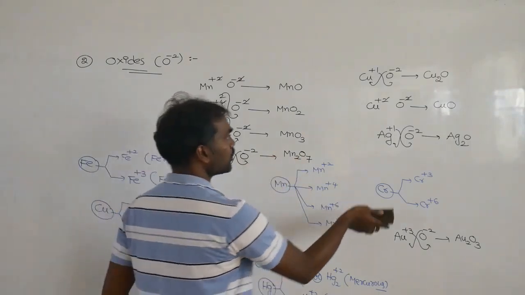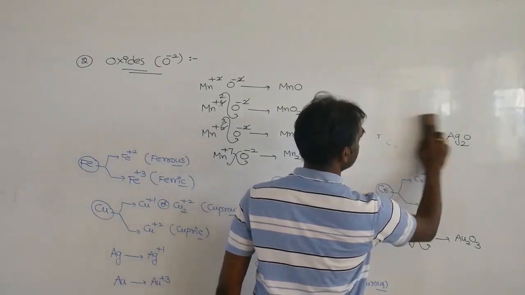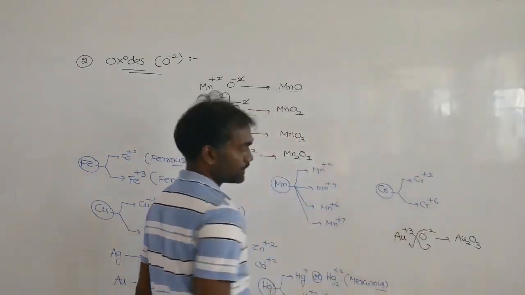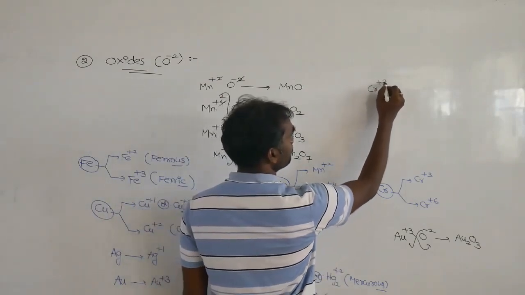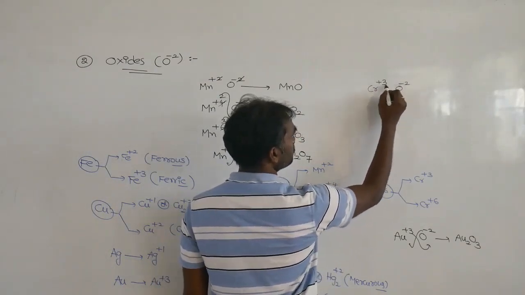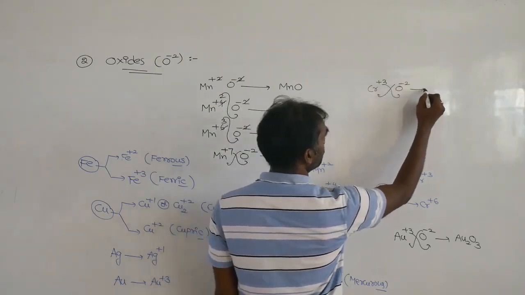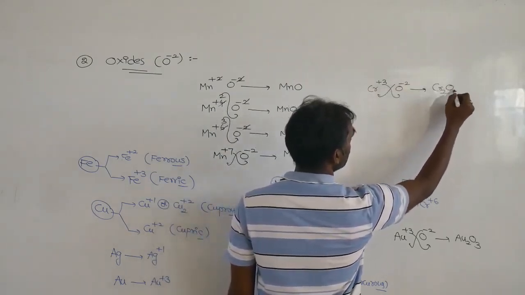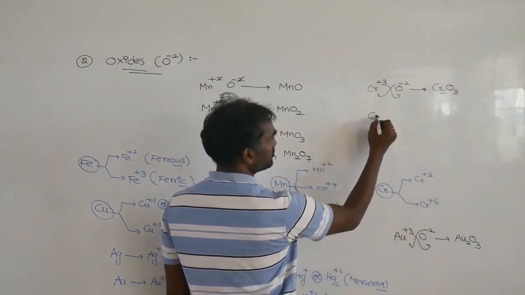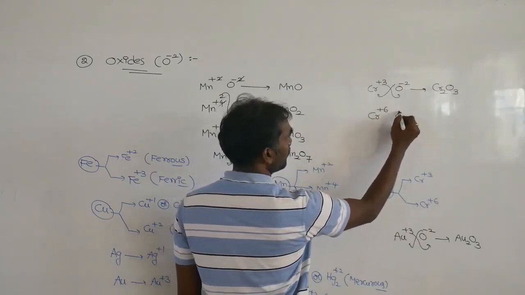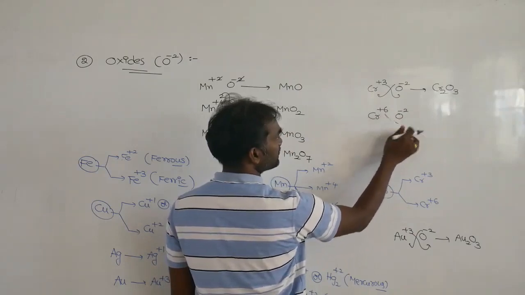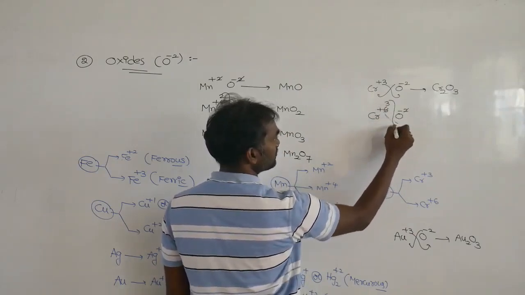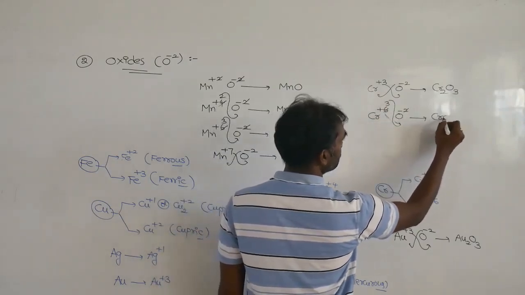Next, you take chromium examples. Chromium plus 3, oxygen is minus 2. So your formula is Cr2O3. Next, chromium plus 6, oxygen is minus 2. So here, cancellation is there. 2 3s are 6. So you are getting CrO3.